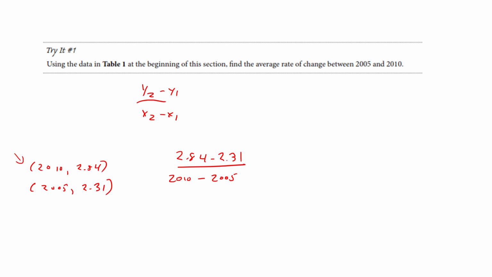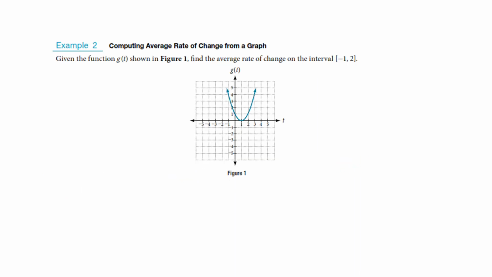Okay, now I'm going to crunch this on my calculator. So I'm doing 0.53 divided by 5. So just working these, I got 0.106. So the average rate of change of gasoline between the years 2005 and 2010 is it went up on average about 11 cents.